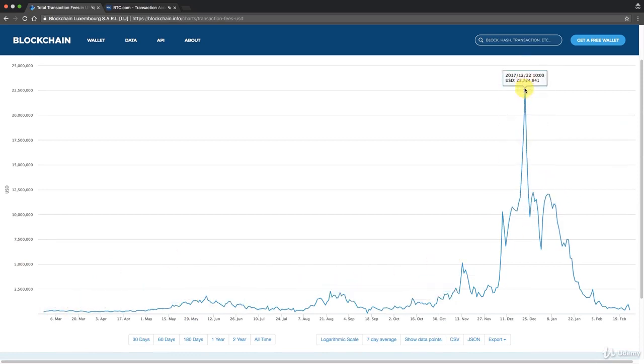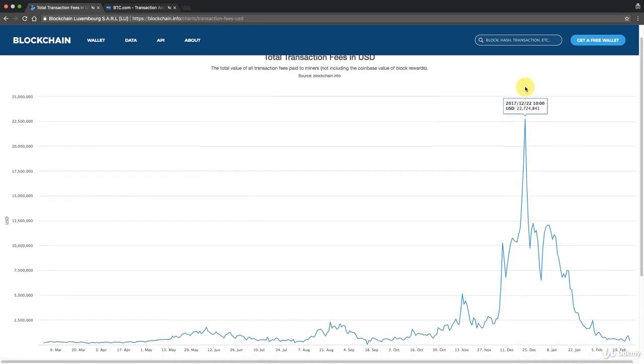Wow. You can see here in December 2017, the miners earned $22 million in fees in one day. How crazy is that? And just recently, yesterday, they earned $400,000 in fees. But the reason here is twofold.